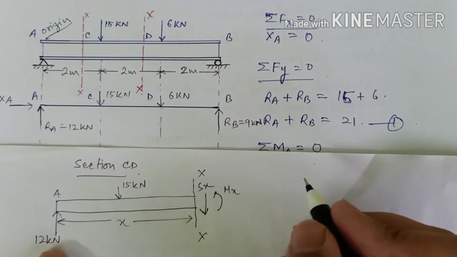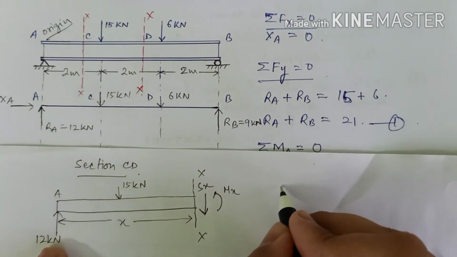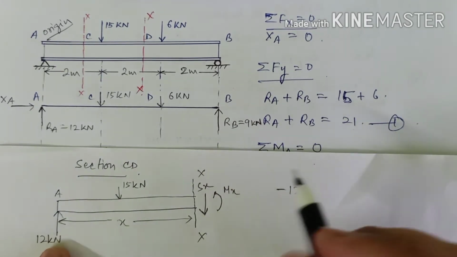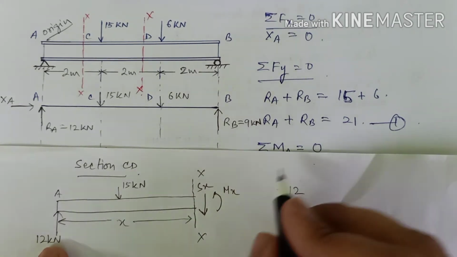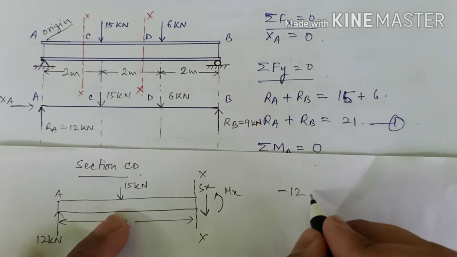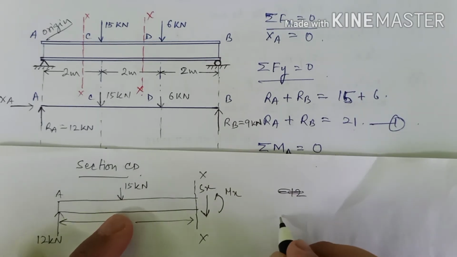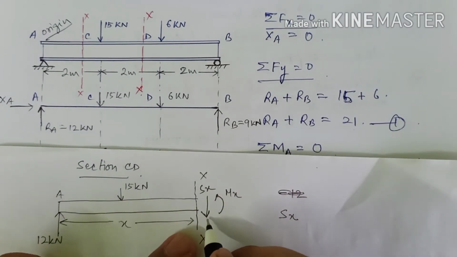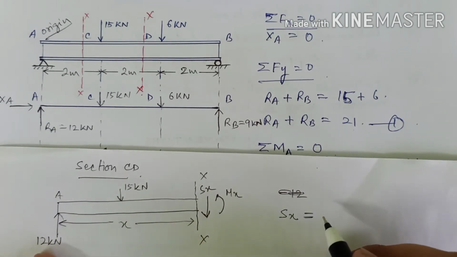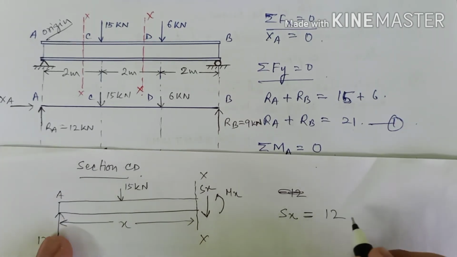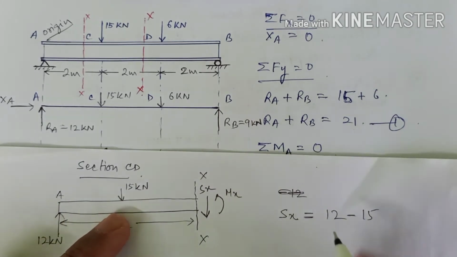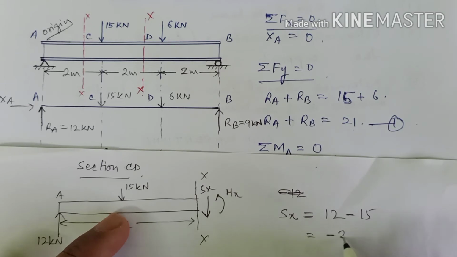First, see, 12 kilonewton upwards, let us consider to be negative. That's my sign convention. You can also take the opposite one. Okay, so 15 kilonewton downwards. Sorry, we are calculating SX, right? SX is down. So 12 kilonewton up, so basically positive, 15 kilonewton down, so it will be negative 15, so it will be minus 3.